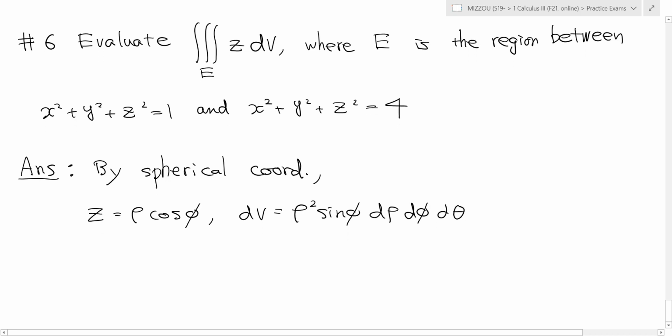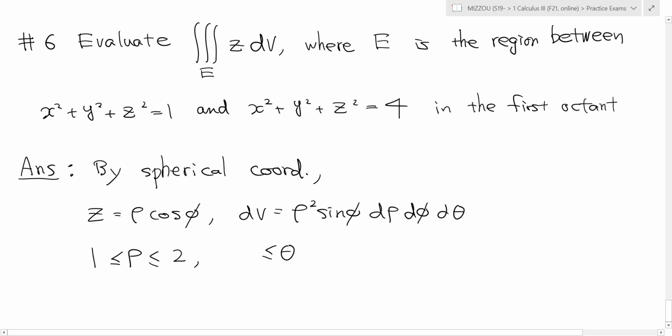Now you have to find the limits. Now the radius rho is what? It's between 1 and 2. Sphere with radius 1 and radius 2, so it's between 1 and 2. And then theta is between what to what? Well, actually, sorry about that. I missed one more condition. It's a sphere between those in the first octant. Sorry about that. I missed this.